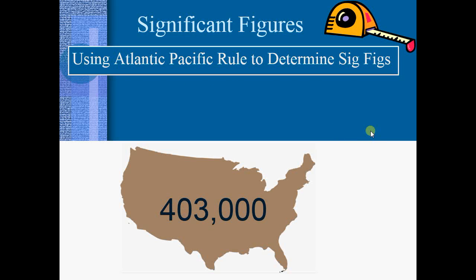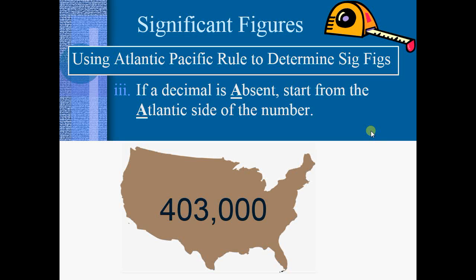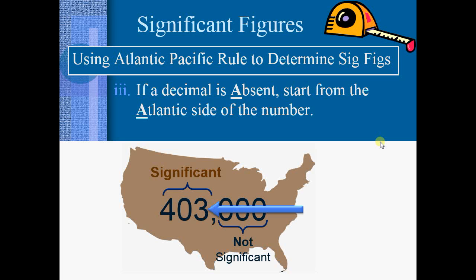Let's look at another example. Now here I look at my number over the United States, and I ask myself the question, is a decimal present? In this case, the answer is no. A decimal is absent. So this time, we're going to do the same thing, but we're going to start from the Atlantic side. Again, we're going to cruise through our number until we get stopped by a non-zero digit. In this case, the 3 stops me. Just like before, the zeros that we cruise through are not significant. They're just simply placeholding zeros. So from the 3 on, all the rest of those numbers are significant. So that number there had 3 sigfigs.